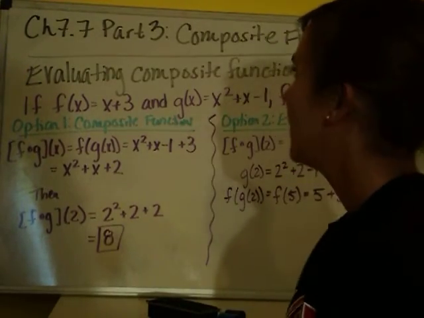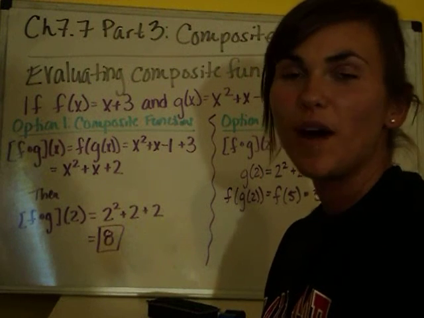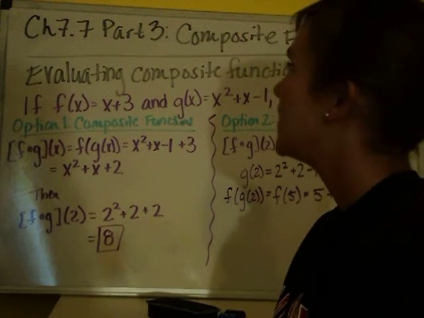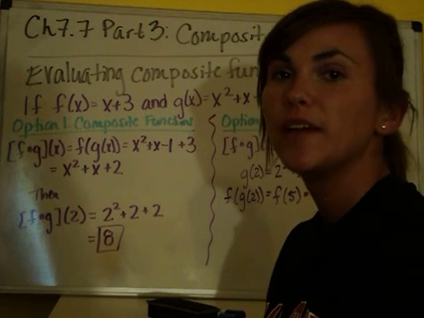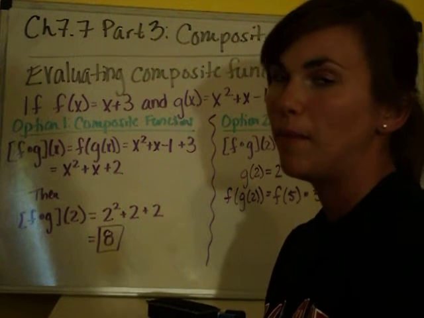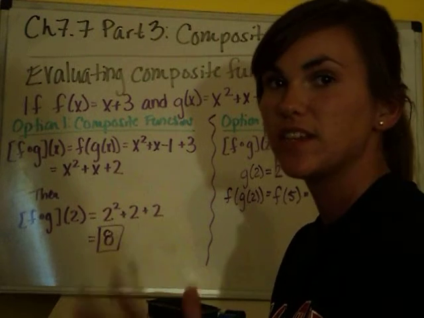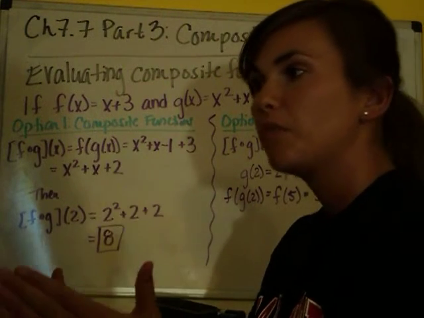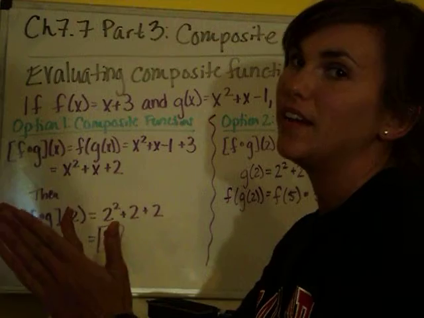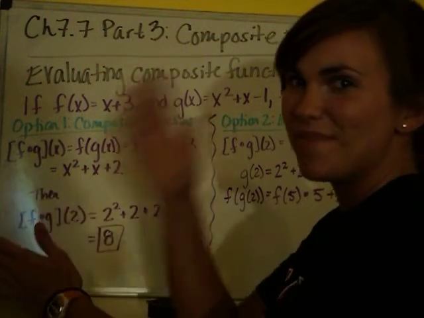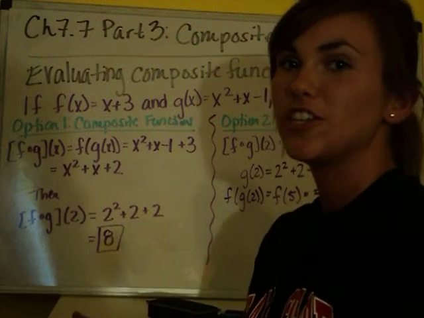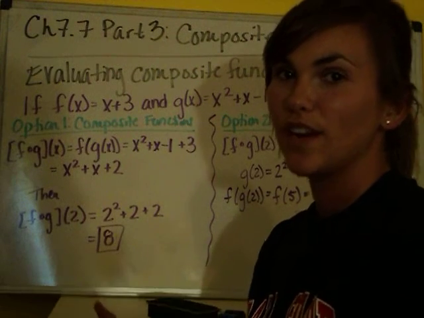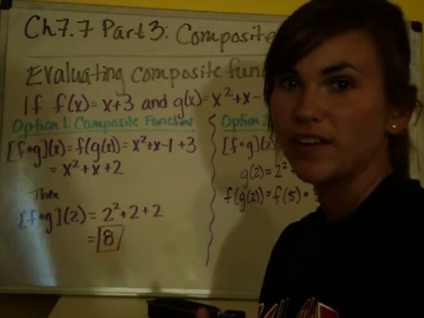Last day with Chapter 7.7 on Composite Functions. Today we're going to be talking about evaluating composite functions. Yesterday we learned a little bit about evaluating with relations, where we had an input, got our output, plugged that output into the other input, and then got our output. Today we're going to be doing it with functions, where our domain and range are now an infinite number of points instead of just ordered pairs.